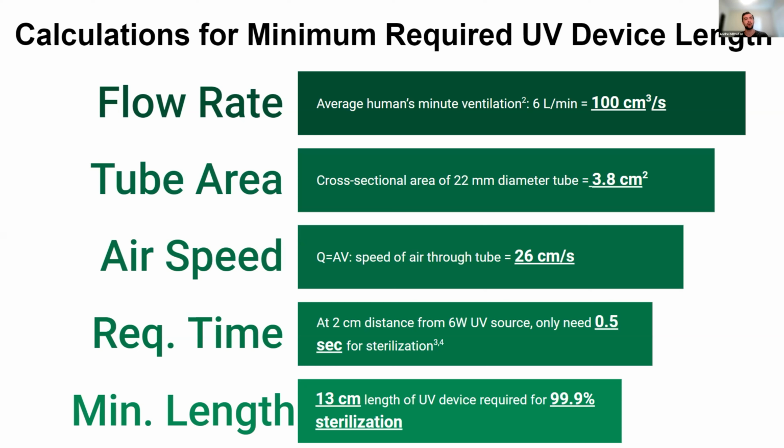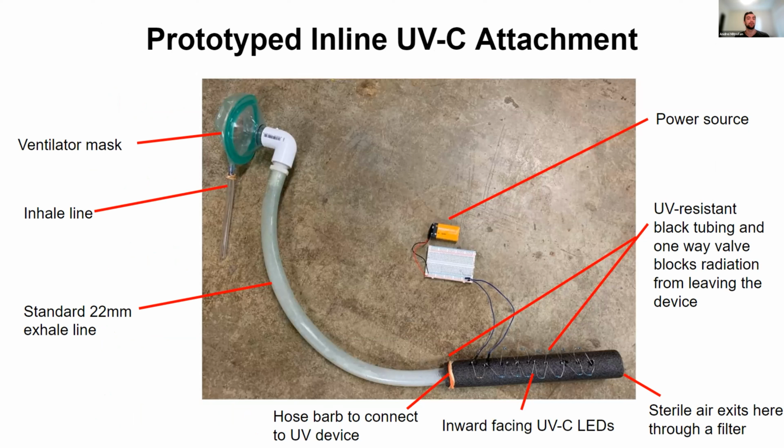So to inform our prototyping process, we used this to find out how long this device would have to be attached to the tubes in order to ensure full sterilization. As far as physical prototyping goes, we worked with what we had. So we took a ventilator mask, which normally has 2 separate ports. It has one for inhalation and one for exhalation. And the one we want to work on is the exhalation line, which is a standard 22 millimeters.